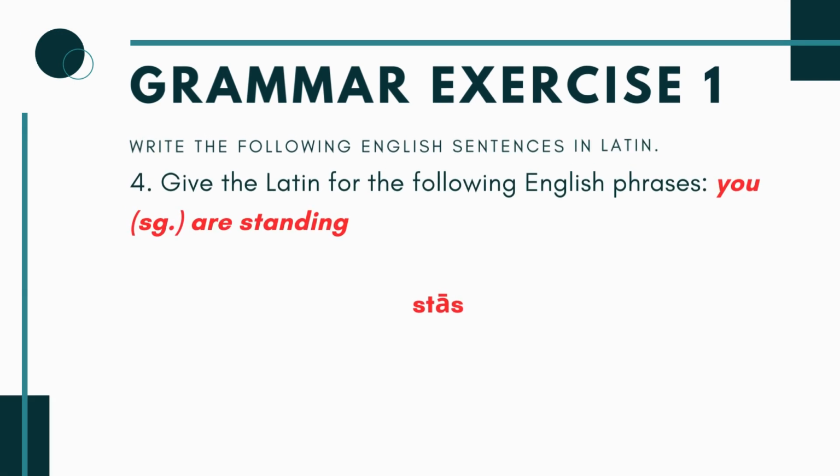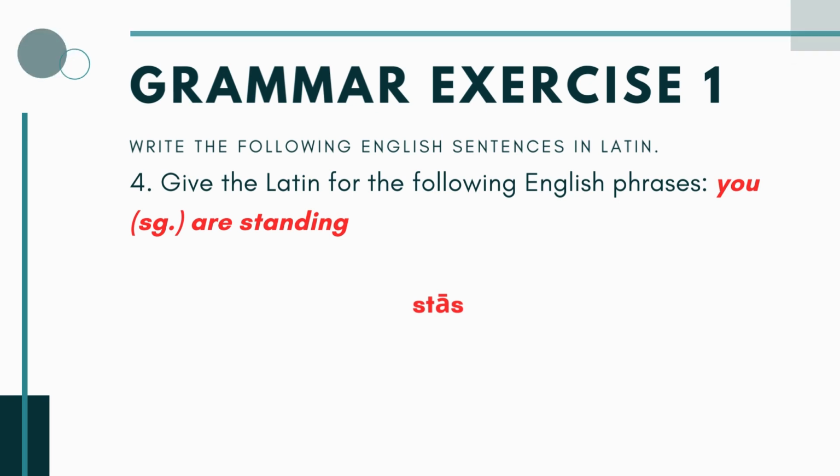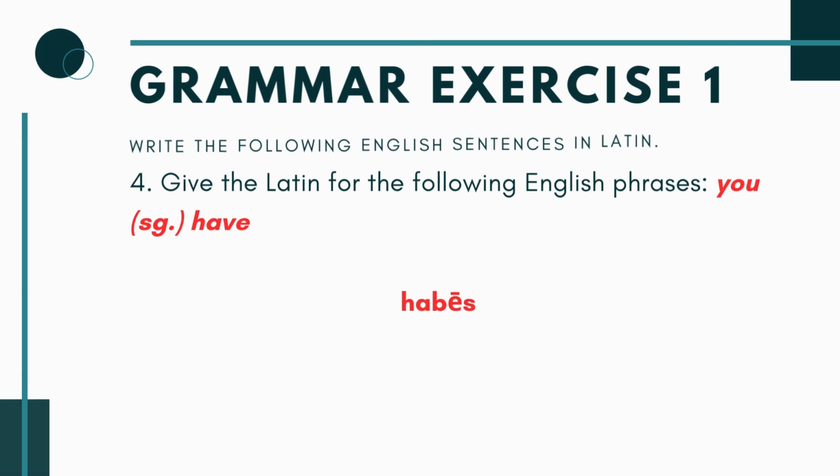And now we're flipping to "you," right? So we're kind of out of the I's, we're going to the you. So "you" singular. "You are standing," stas, right? It's a first conjugation verb. Drop the re, add an s, and you're in a good spot. To say "you have" would be habes, right? It's a second conjugation verb, so that e stays. We don't have to flip anything around.